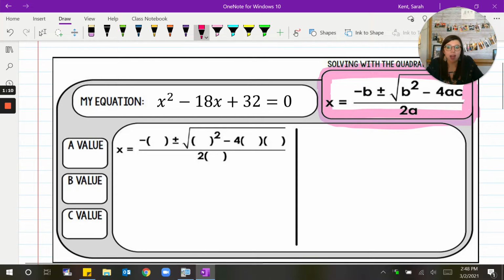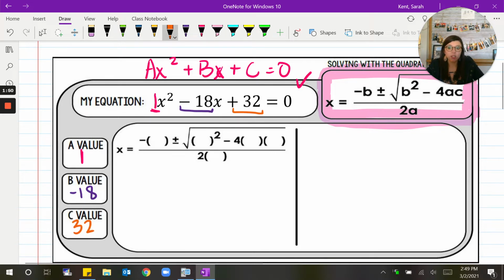We talked about on the last lesson how we want these to be ax squared plus bx plus c equals 0. If we look, I've got 1x squared minus 18x plus 32 equals 0. So this one is in standard form. For my a value, remember a is at the front, so that is 1. My b value is here in the middle, negative 18. And my c value is my last number, positive 32.